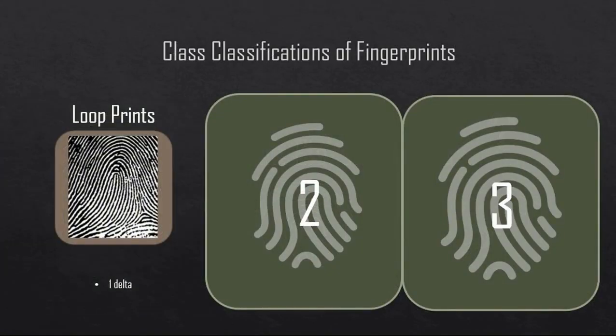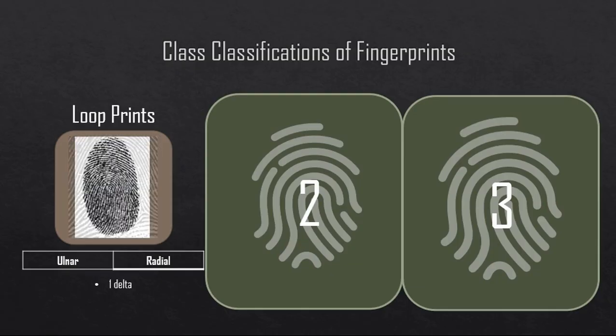First, there are loop fingerprints. Loop fingerprints are the most common type of fingerprints. These look like this. They have two variations, ulnar loops and radial loops. The ulnar loop has a tail facing the ulnar bone towards your pinky, and the radial loop has its tail pointing towards the radius bone, your thumb.